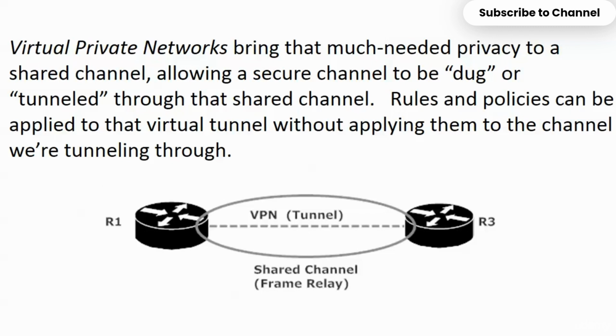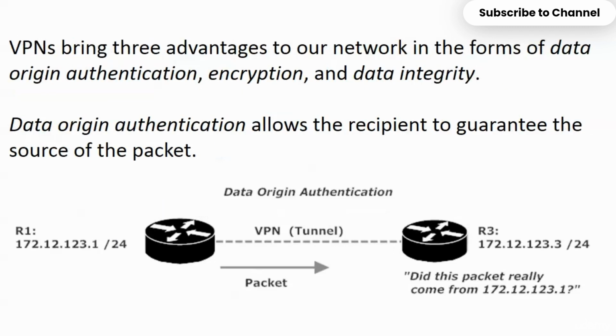And another great thing about VPNs is that we can apply rules and policies to the virtual tunnel without applying them to the physical channel we're tunneling through. So that is a great feature of VPNs. Three more great features they bring are data origin authentication, encryption, and data integrity. And I know these are awfully self-explanatory, especially the first one, but I want to draw a clear line between these three.